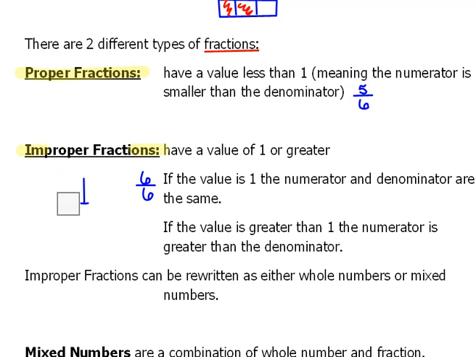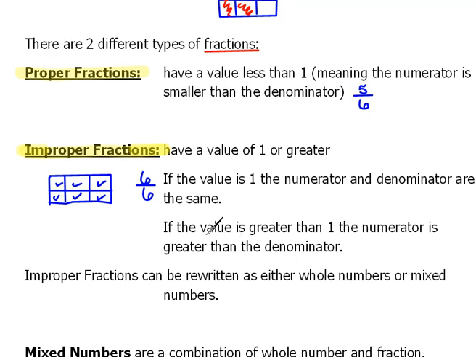that's not a very good drawing here. Let me try and do it again just a little bit better. Trying to cut my pieces semi the same size. If we had 6 out of these 6 pieces, that would represent the entire rectangle. So that is an improper fraction because it actually is 1.